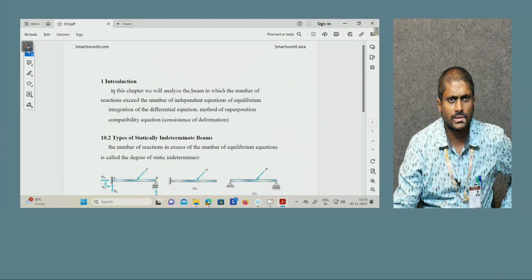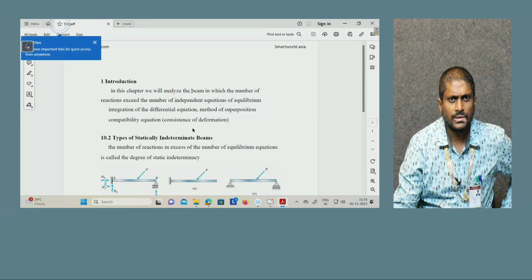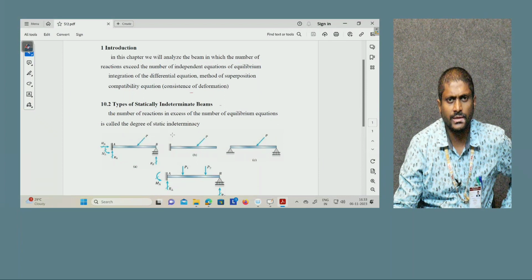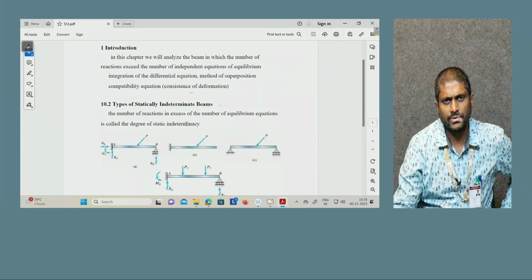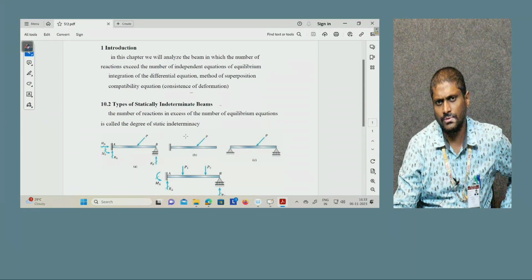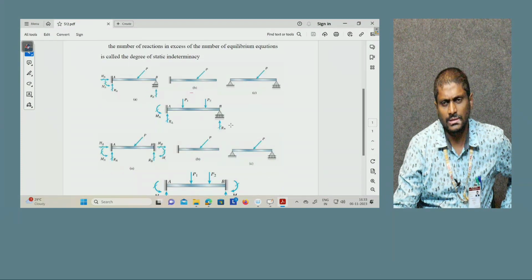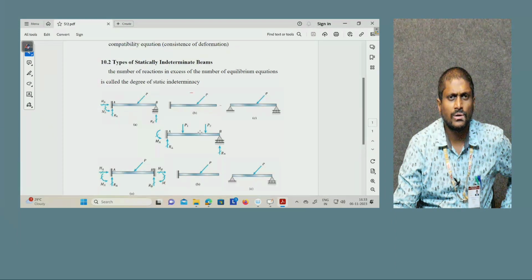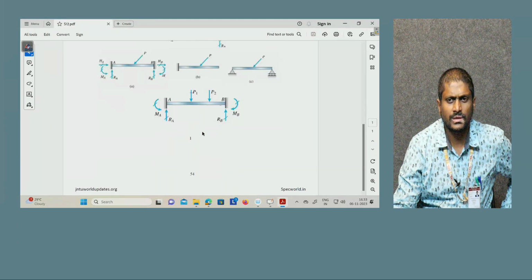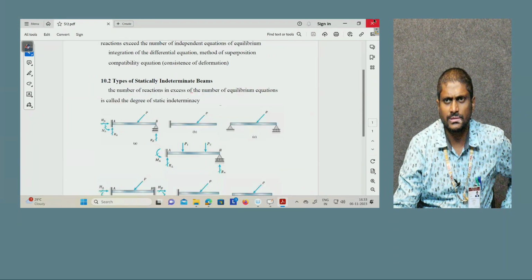You can see here the general understanding about the types of statically indeterminate beams. The number of reactions in excess of the number of equilibrium equations is called the degree of static indeterminacy. These are the best examples to know about statically indeterminate structure beams.